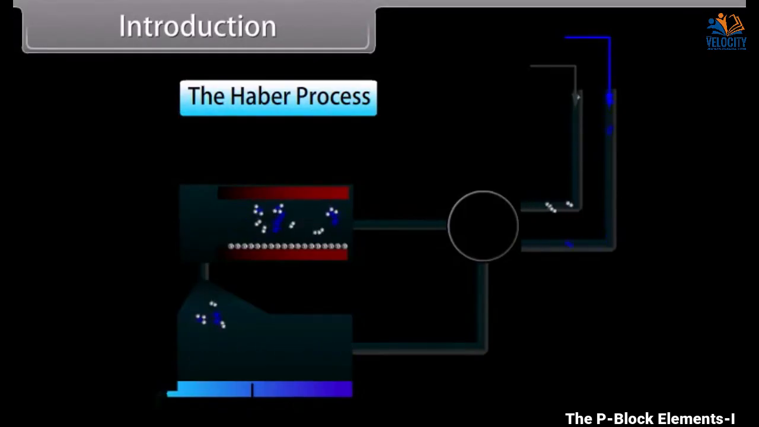Nitrogen is an important element in the P block of the periodic table. So students, today we'll study the P block elements.